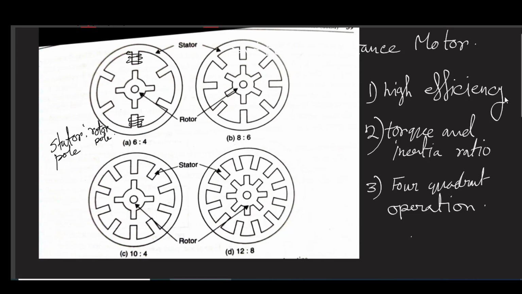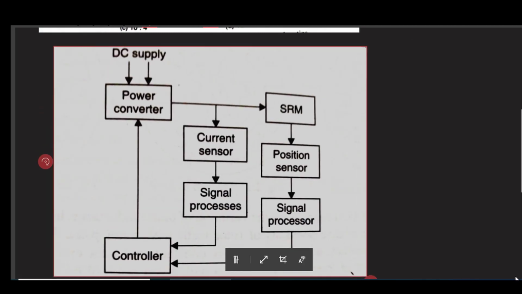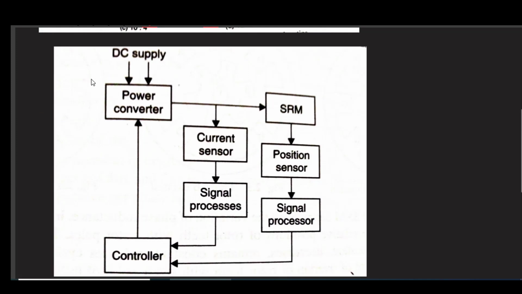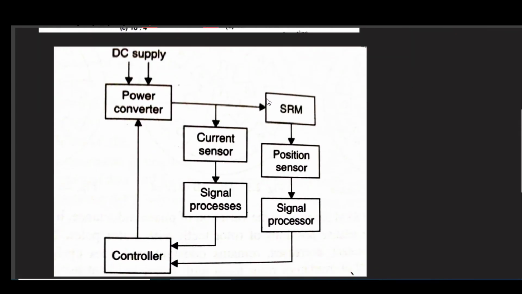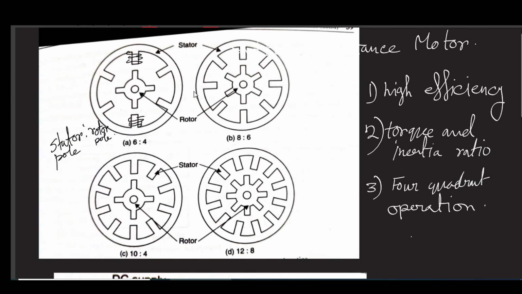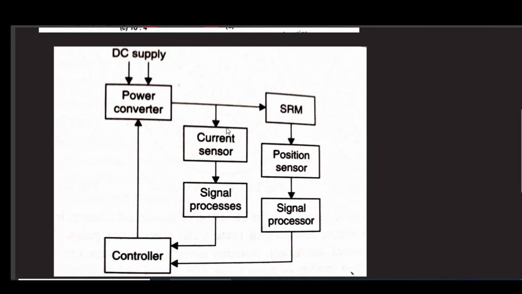Now, what is its drive structure? I've taken it from a book to give you a bird's eye view. We give DC supply to the power converter. That power converter is going to feed your switched reluctance motor. Then it also has a current sensor and signal processing. Current sensor, because in the transient state this may draw a very high current, but, well, I won't say that high, but because it's an inductor.